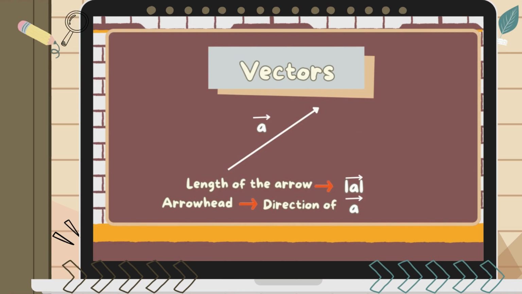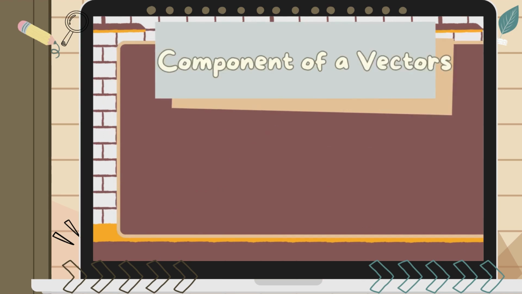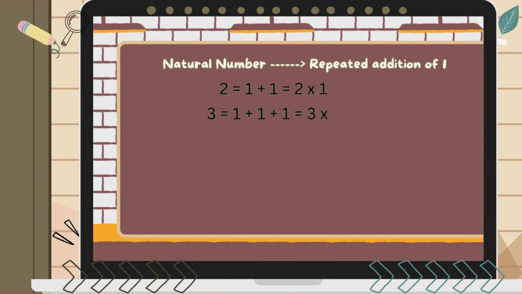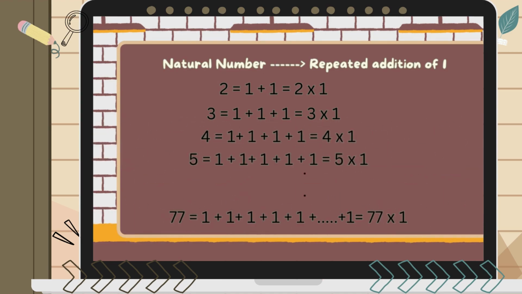Now moving on, we're going to look at an interesting concept called components of a vector. Let's first intuitively understand what it is all about. We know that any natural number can be written as a repeated addition of the number 1. 2 can be written as 1 plus 1, which is 2 times 1. 3 is 1 plus 1 plus 1, that is 3 times 1, and so on. So any natural number is just the number 1 added to itself a few times.